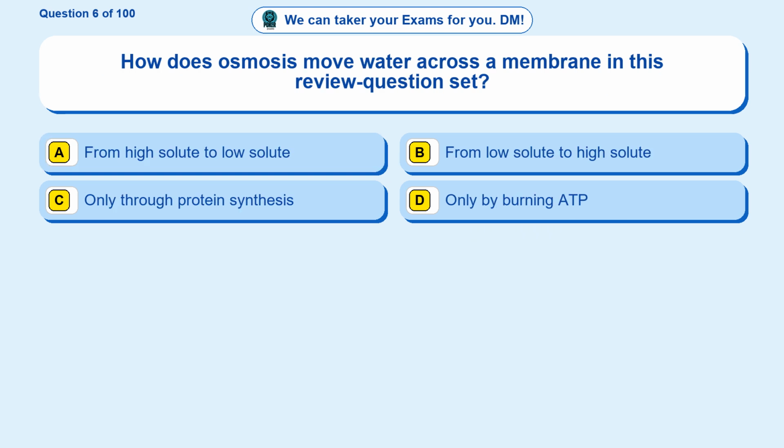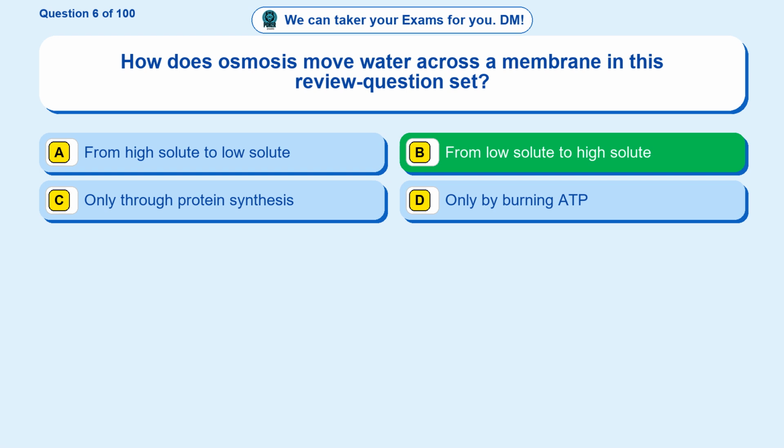Question 6. How does osmosis move water across a membrane in this review question set? Option A, from high solute to low solute. Option B, from low solute to high solute. Option C, only through protein synthesis. Option D, only by burning ATP. The correct answer is option B, from low solute to high solute.